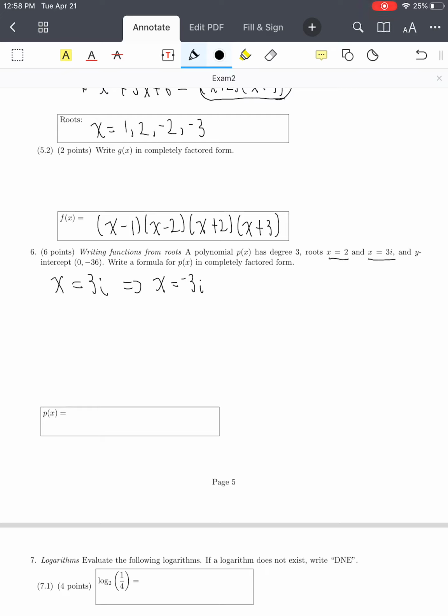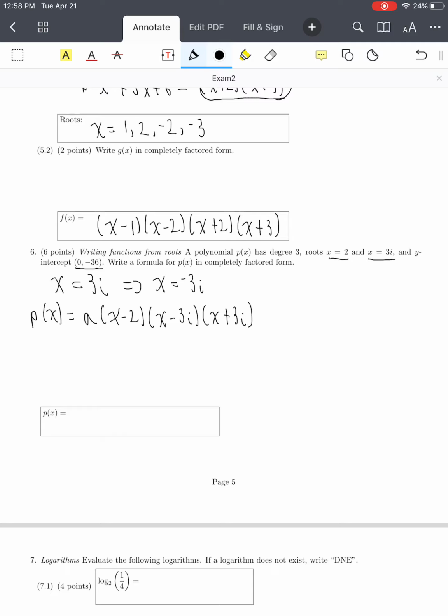Now we just need to worry about the y-intercept being at the point (0, negative 36). So I'm going to write down my guess for p of x. I'm going to include the a, because that's going to be how I change my vertical scaling. And x minus 2, x minus 3i, x plus 3i. So that's our initial guess.